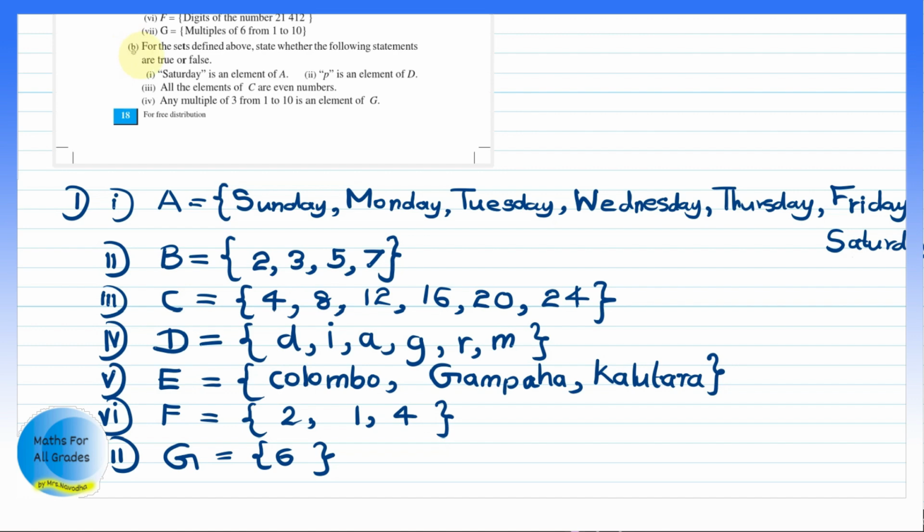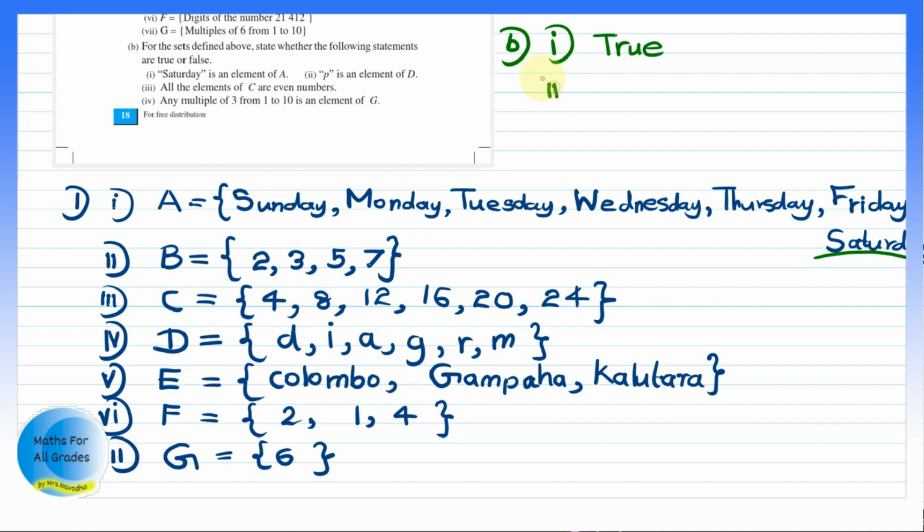Now let's read part B. For the sets defined above, state whether the following statements are true or false. I'll write down part B answers here. Part B, Row number 1. Saturday is an element of A. This is the set A, and you can see Saturday is written here. So yes, Saturday is an element of A. So this one is true.